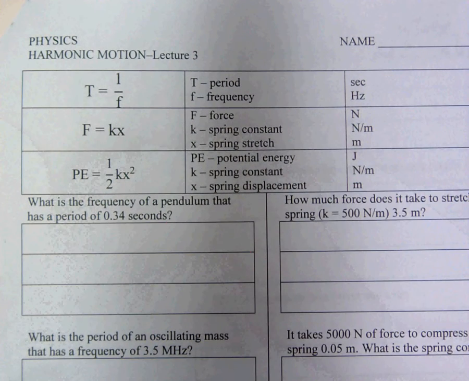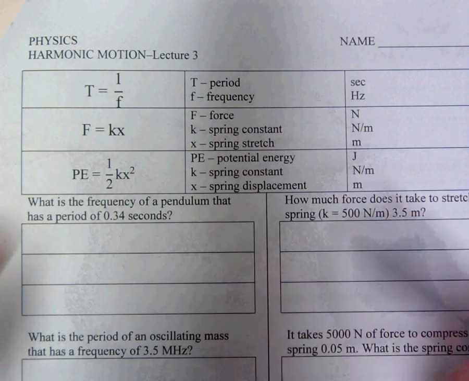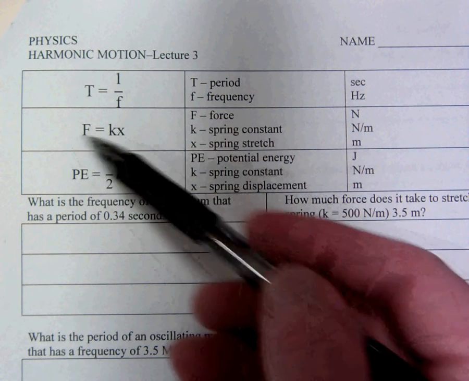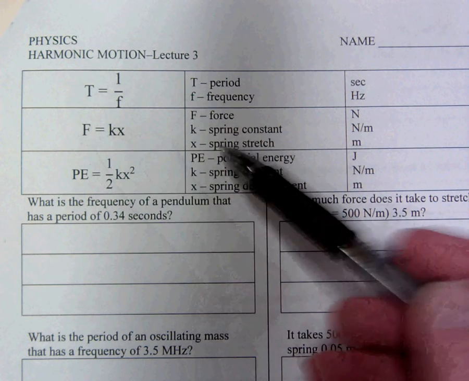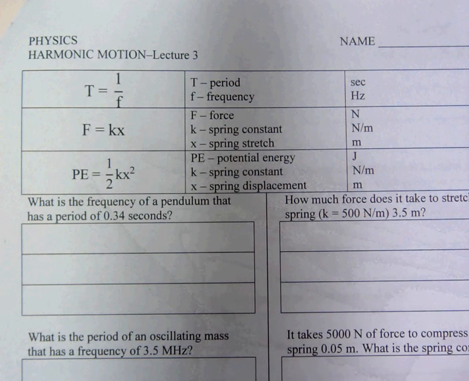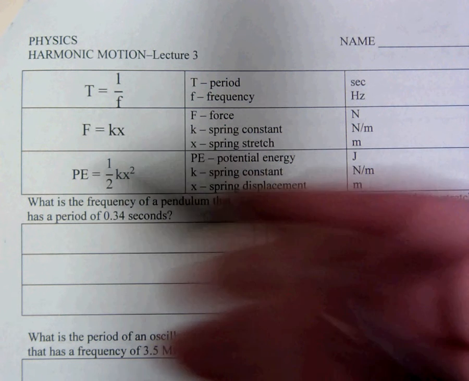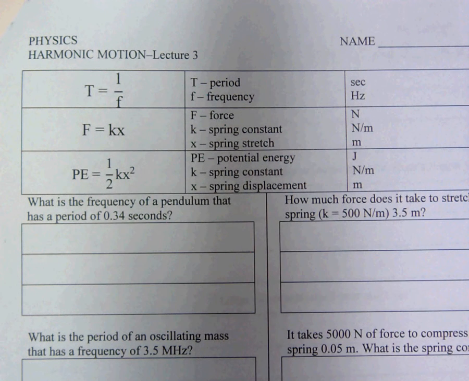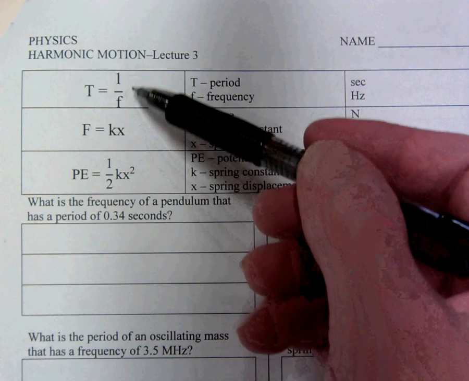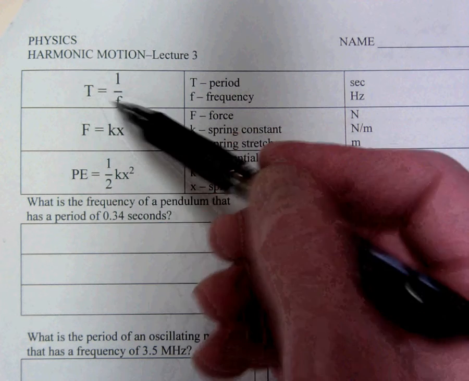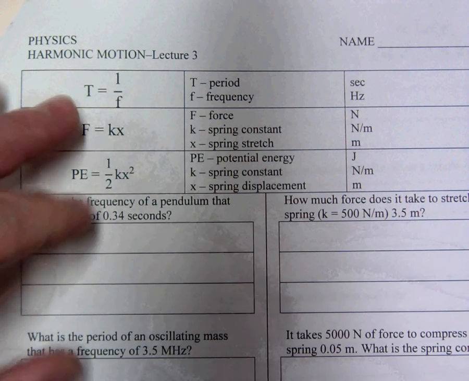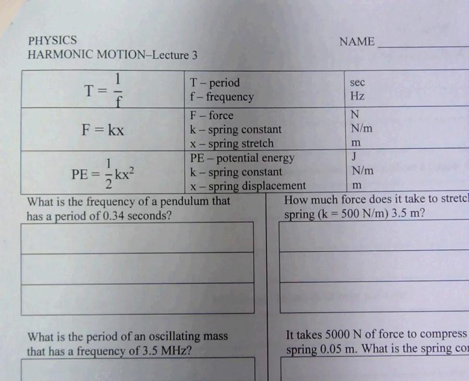We have three equations here, two that we already know: the spring constant equation with force and stretch, and potential energy. Sometimes these are used in conjunction with the other harmonic motion equations for the spring and the pendulum. But what we're going to do is really emphasize this one right here with period and frequency. So the period is the inverse of the frequency.